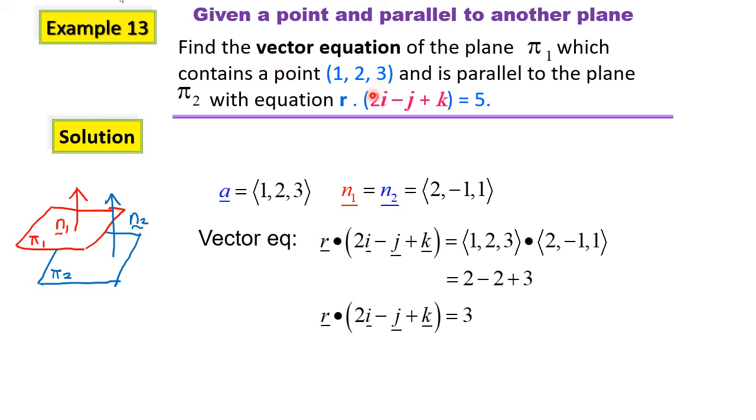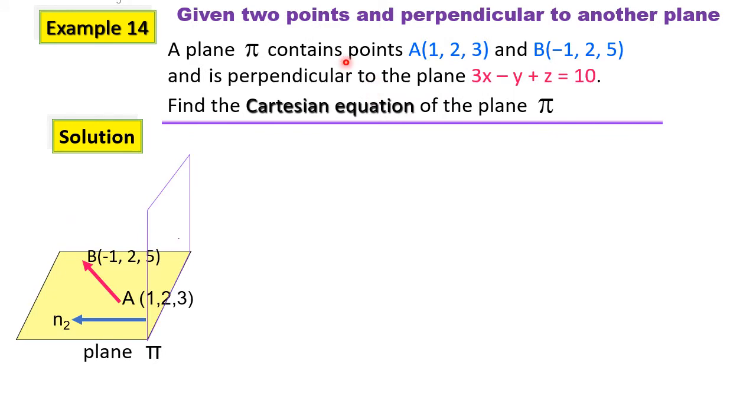Okay, so that's example 13. Then we move to example 14. In example 14, the plane pi contains point A, that is (1, 2, 3), and B, (-1, 2, 5). So our situation here is given two points, and the plane is perpendicular to another plane. So another situation, perpendicular to another plane. The question: find the Cartesian equation of the plane pi.